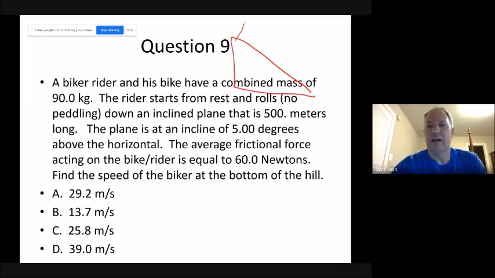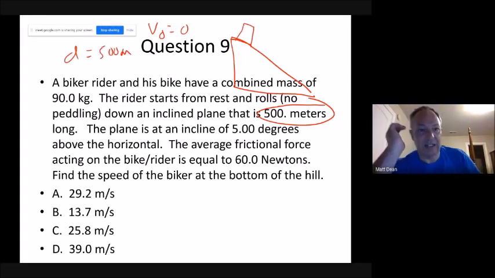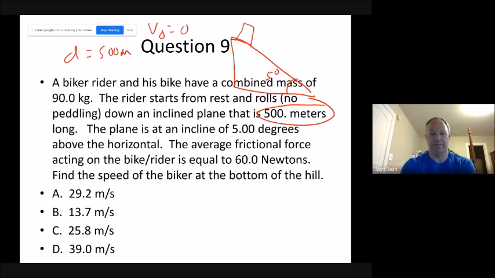So I'm just going to think of this guy as a box. He starts with a speed of 0. His initial speed is 0. And let's just think if he's sliding instead of rolling down the incline plane a distance of 500 meters. So the plane is inclined at 5 degrees above the horizontal. So this angle, 5 degrees. The average frictional force acting on the bike is 60 newtons. Find the speed of the bike at the bottom.